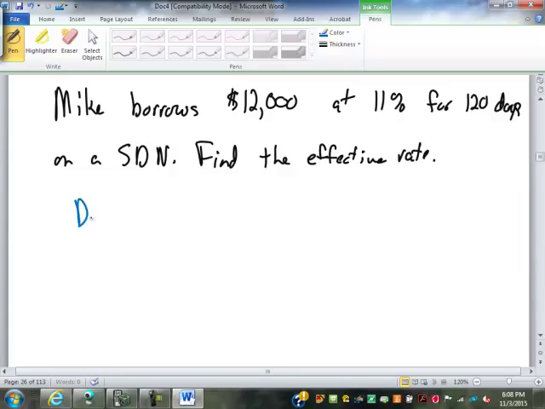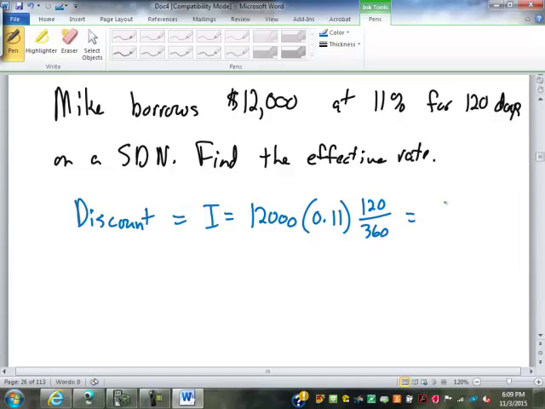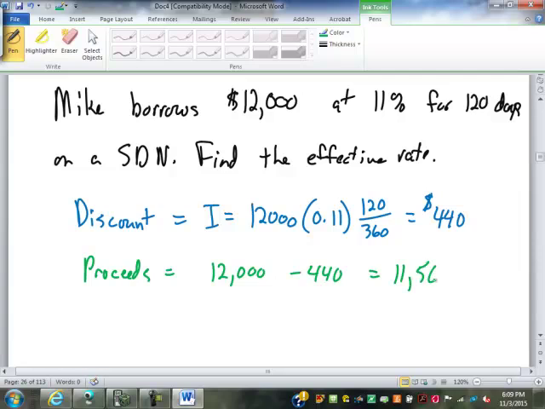Well, before we can know anything, we have to find the discount, which is our interest, which is found using $12,000 principal times 11%, 0.11 as a rate, times 120 over 360. So at $440, how many came up $440 for the discount? Good deal. So for the proceeds, it's just $12,000 minus 440 is $11,560.